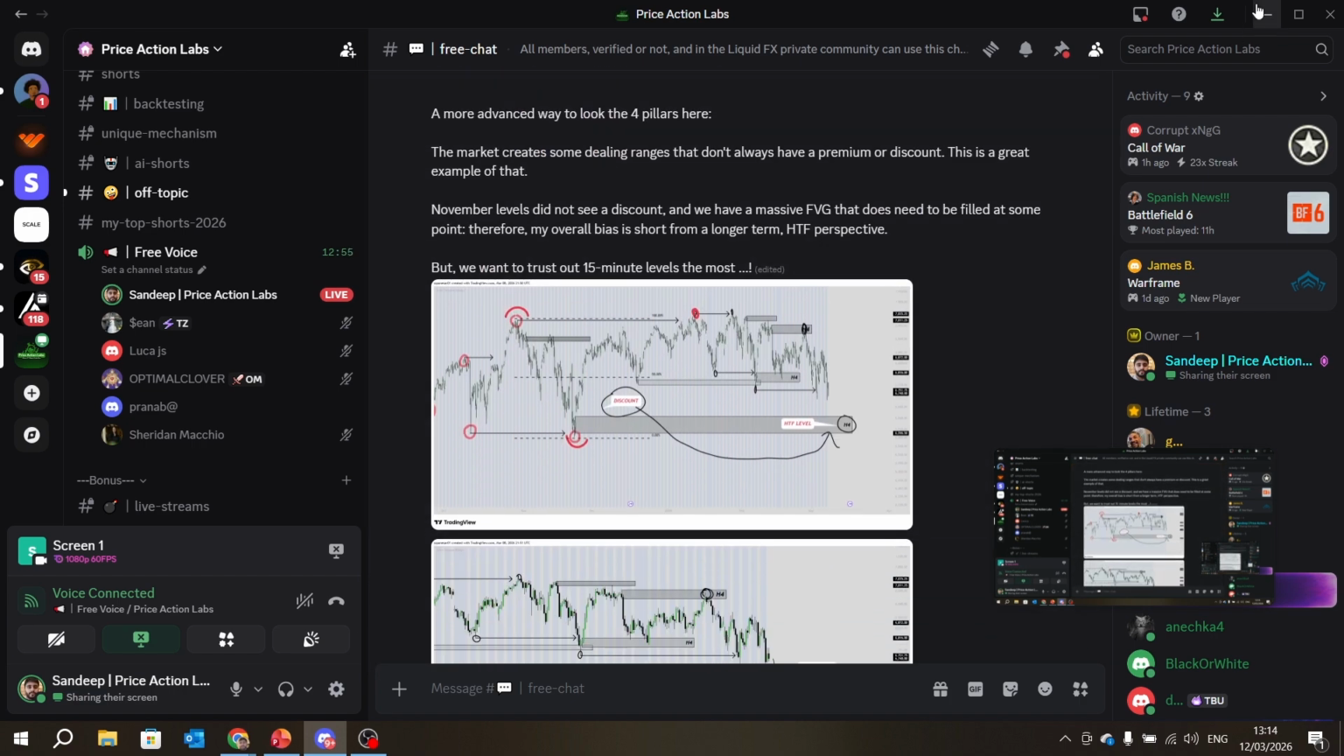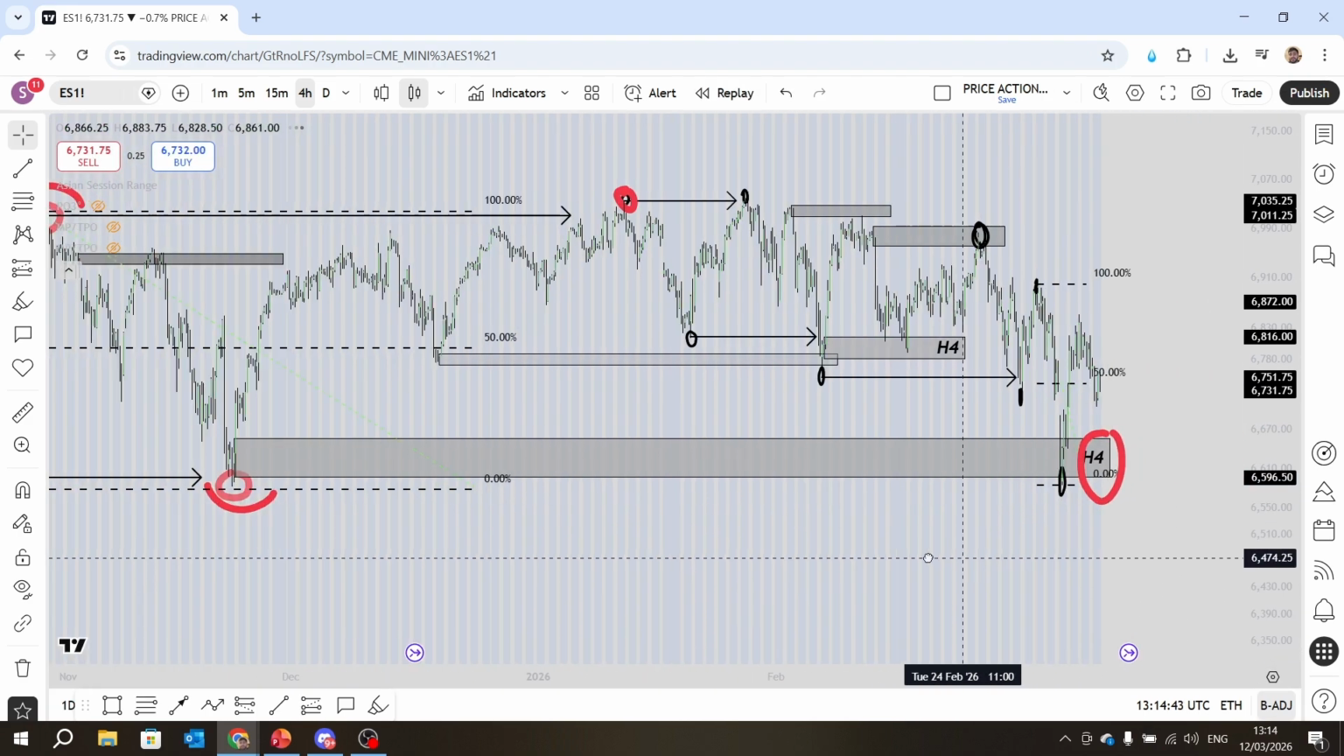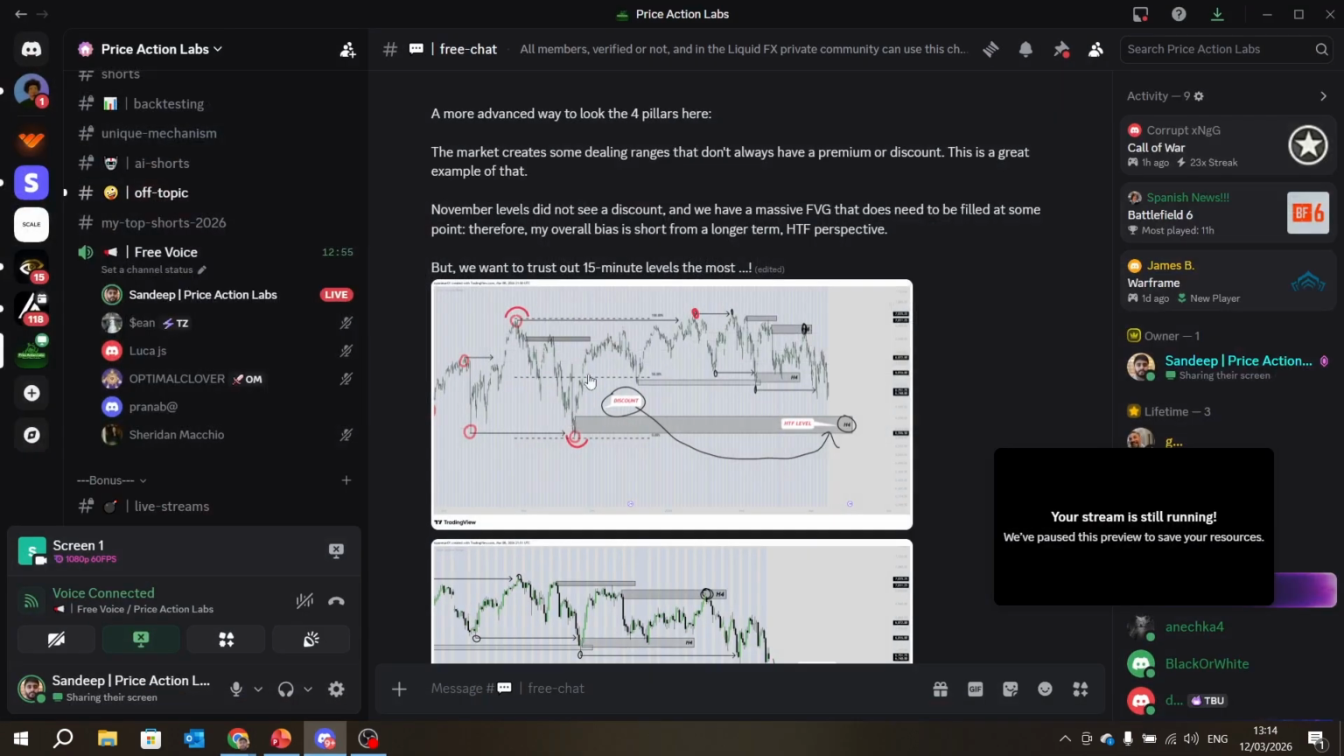So if you look at the charts now, we anticipate this 4 hour kind of rejection. We anticipate this 4 hour rejection over here. So Sunday the 8th, we anticipated the rejection.